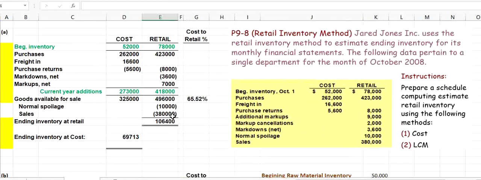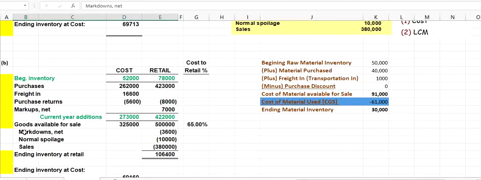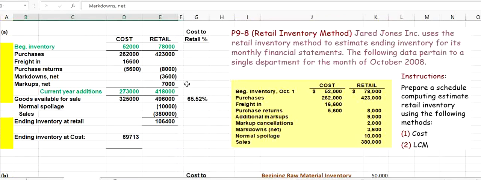So that's it, ladies and gentlemen. This was the numerical on the retail inventory method. We discussed how it is different from the relative sales value method, and then we did the retail inventory method in two forms, with two methods, cost and LCM method. So the only difference is just the markdown. Markdown is in the current year section in the cost method, and in the LCM method it is after the current year section. That's the only difference that we have. I hope you got the concept.